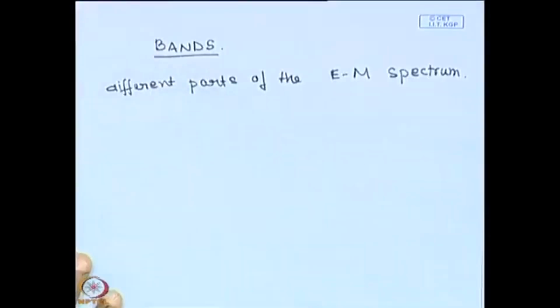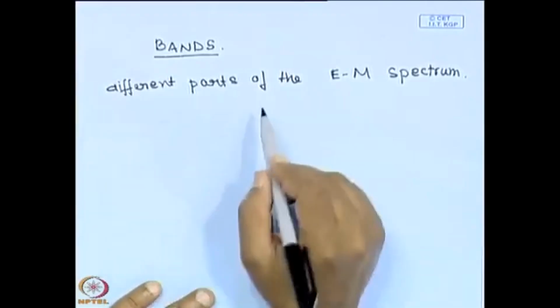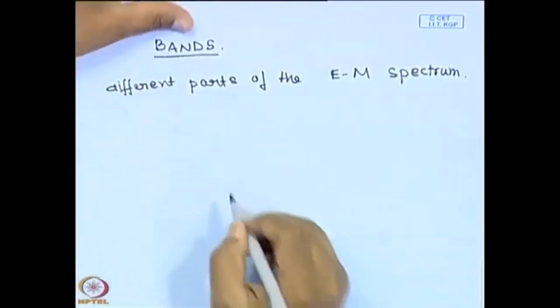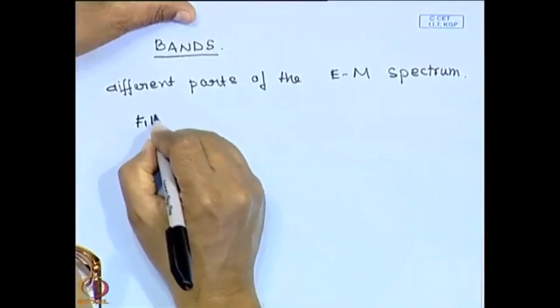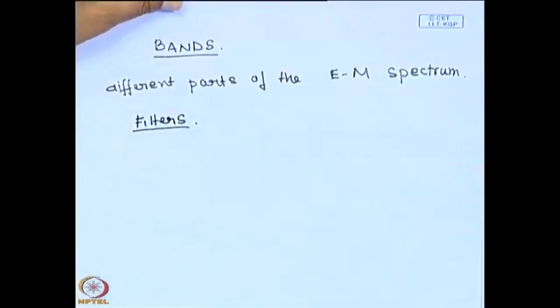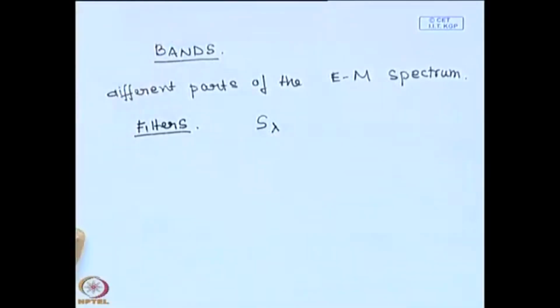Photometric observations are targeted at measuring the flux from a given source, and the flux is measured in a specified wavelength range which is referred to as a band. So, each band refers to a different part of the electromagnetic spectrum, and the band is implemented through filters. So, you have filters corresponding to each band. The response of the filter is there in this sensitivity S lambda which we had introduced earlier.